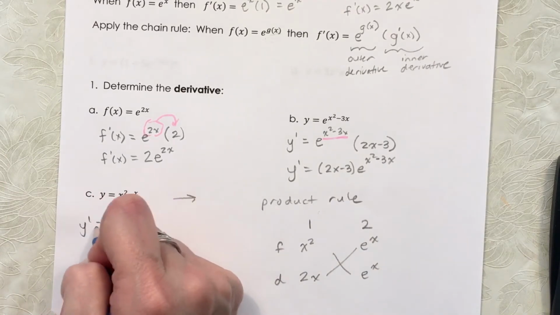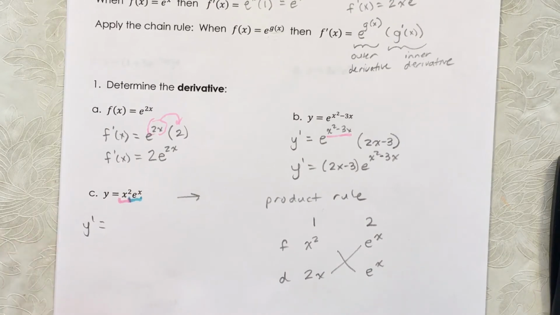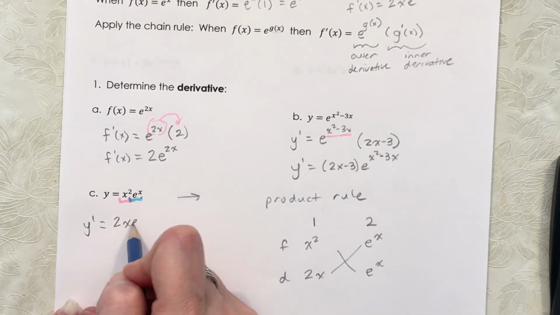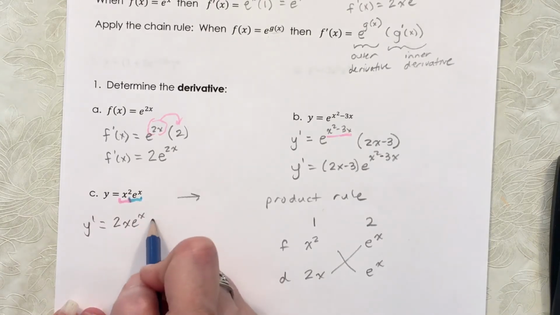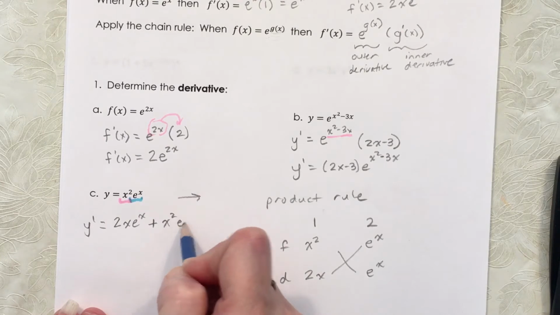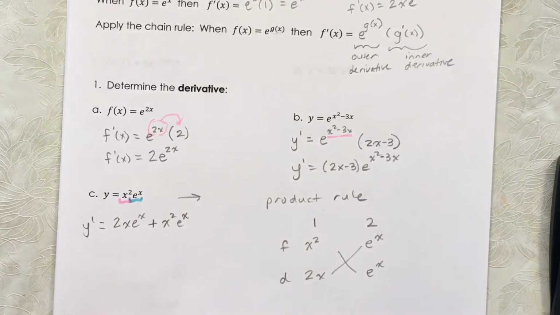So then we can use the product rule to find y prime. So derivative of the first times the second is 2x e to the x, plus the first times the derivative of the second, x squared e to the x. So there's the calculus, there's the derivative, but we can look at this and see if we can put it into simplified factored form.